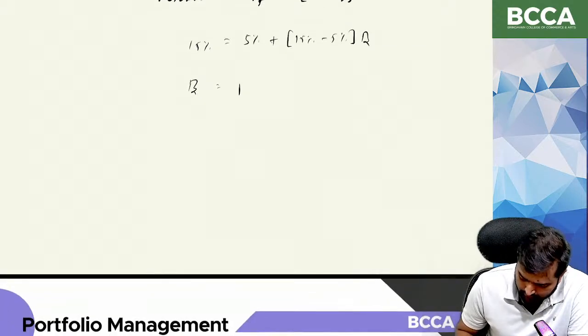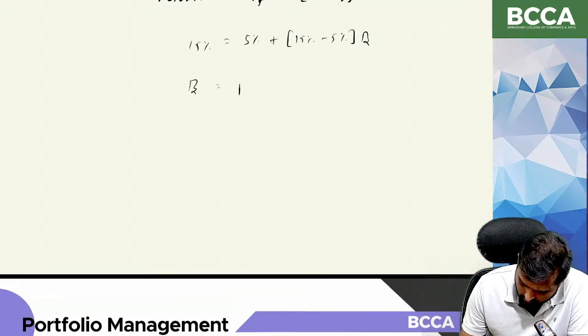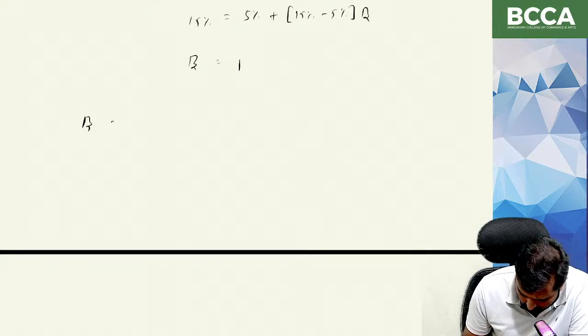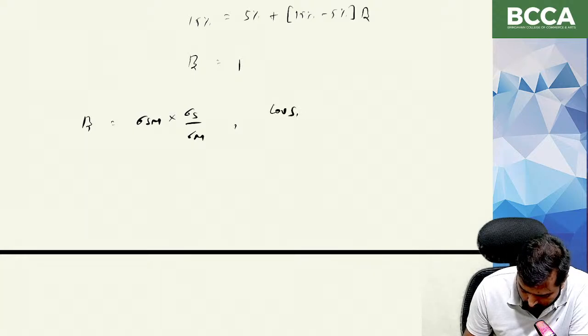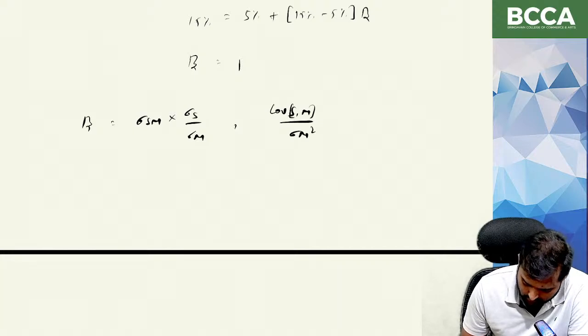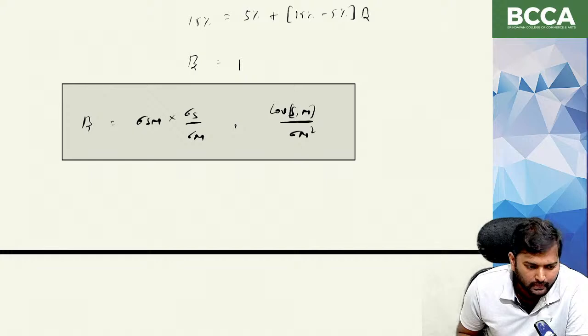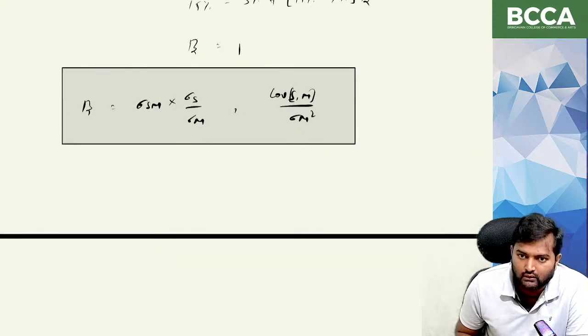What is the formula for beta? What is the third formula for beta? Beta is equal to sigma SM into sigma S divided by sigma M. What is the other formula? Covariance of SM divided by sigma M square. These are the two formulas. So first we know beta and we know covariance of security and market, so we can find out sigma M square.